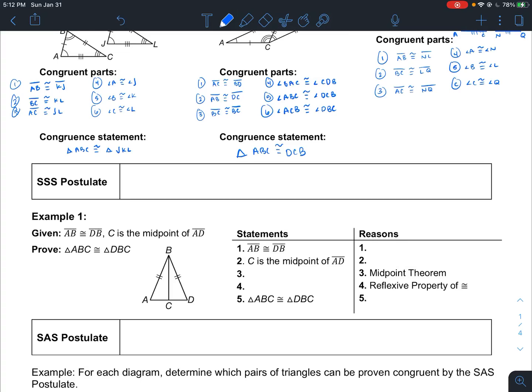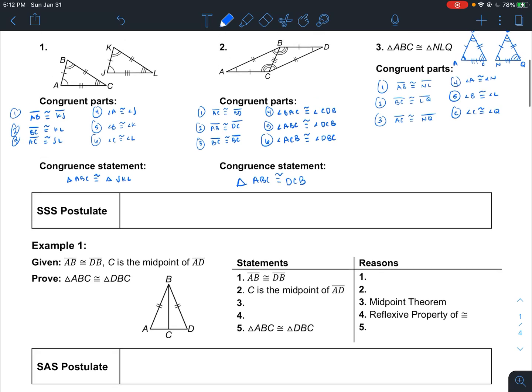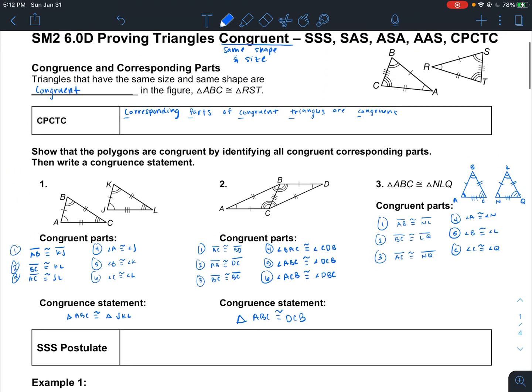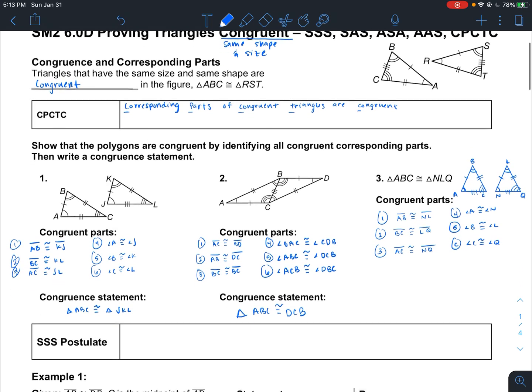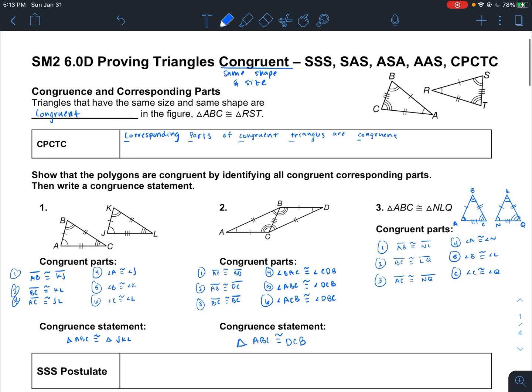Alright, so we're back for the postulates. There's going to be a series of videos talking about postulates. In the last video we talked about the corresponding parts of congruent triangles are congruent, so you can now use this in your proving. We've shown it, and so this is like a postulate as well.